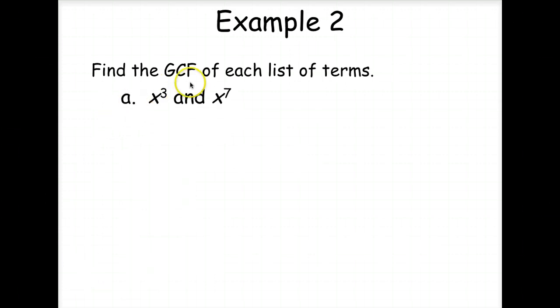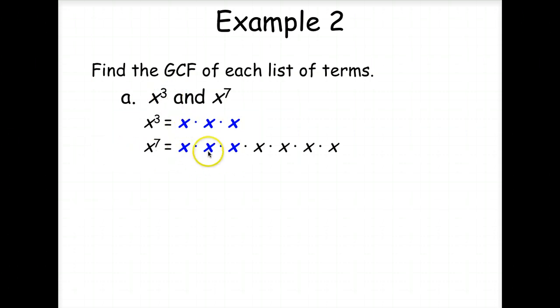Now let's find the greatest common factor of some terms with variables. X to the third can be written as x times x times x. And I'm not going to say this x 7 times, but as you notice, the common part is 3 x's between the two of them. So the greatest common factor is x to the third.